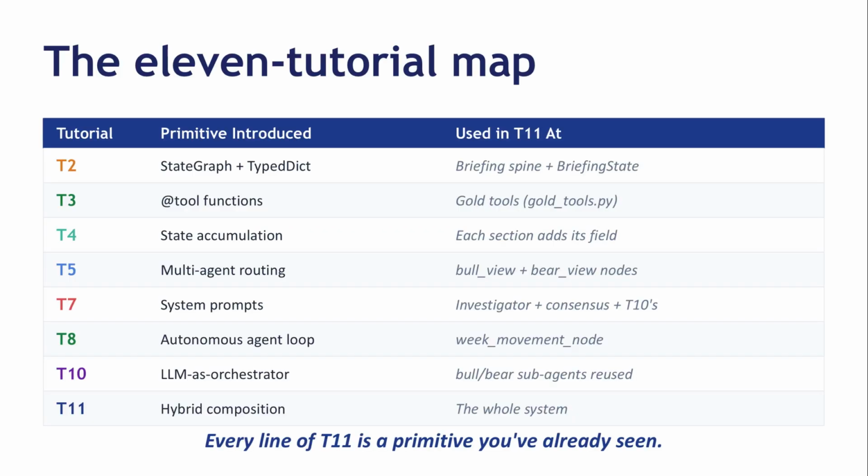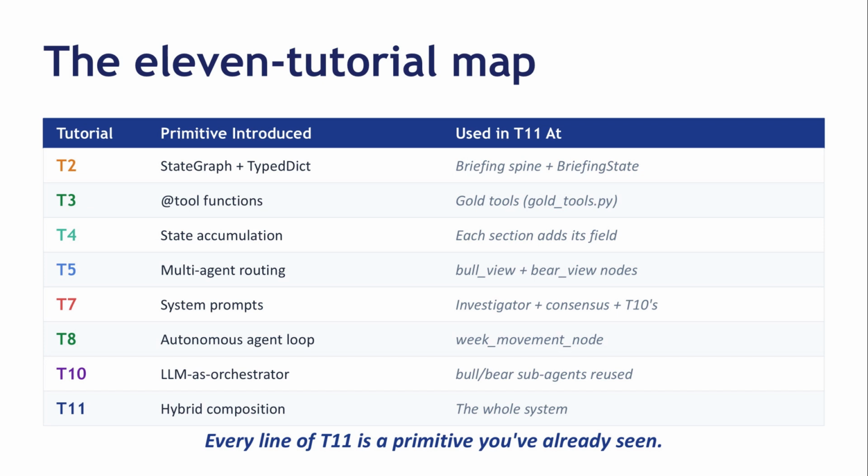Now the explicit retrospective. Every primitive from the series, located in T11's system. Tutorial 2 introduced state graph, nodes, and edges. Those are the briefing spine itself. Tutorial 2 also introduced typed dict state schemas. That's briefing state.